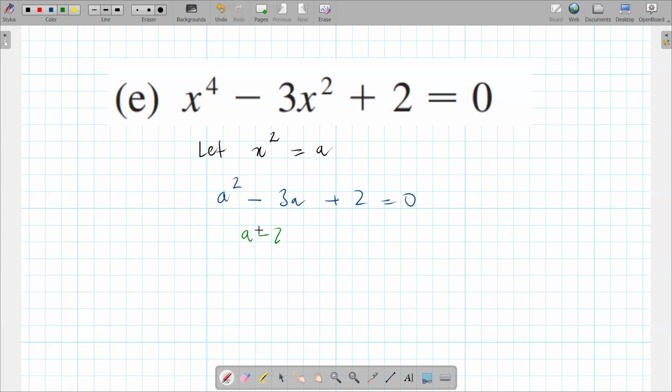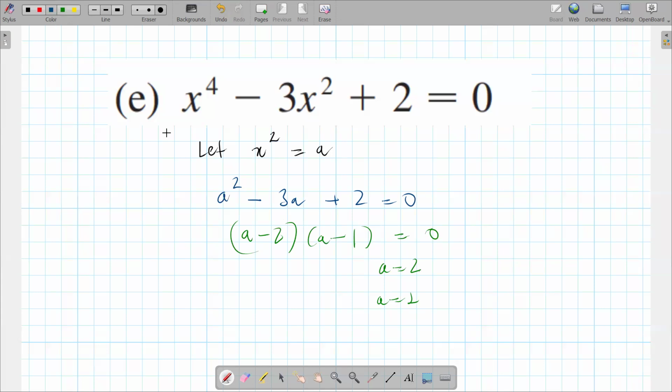Oh, this is pretty simple. I'm not going to waste time on this. So it'll be this. So a is 2 and a is 1. Cool? But we're not looking for a. The question originally started with x, so our final answer should always be in terms of x.